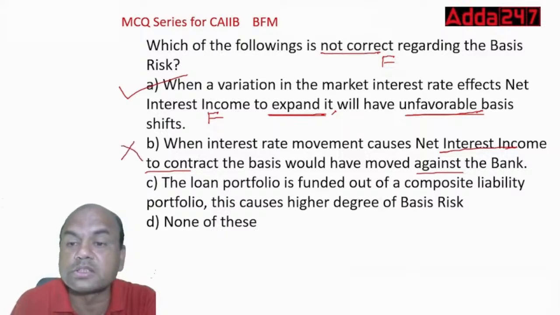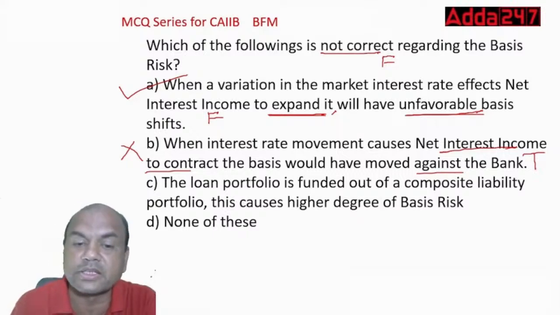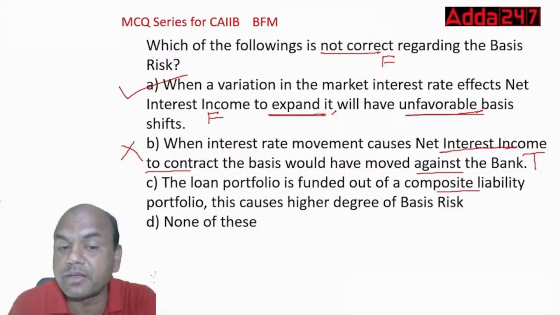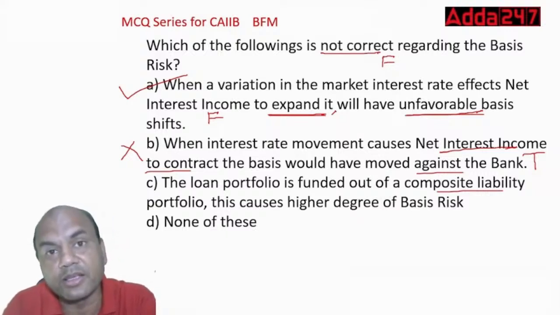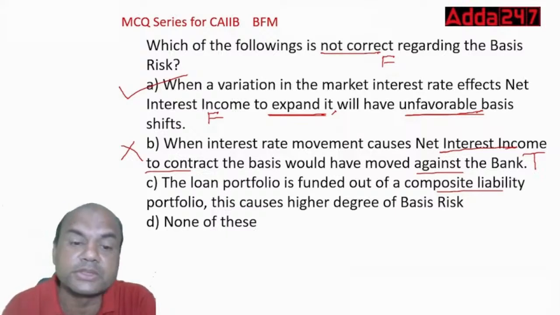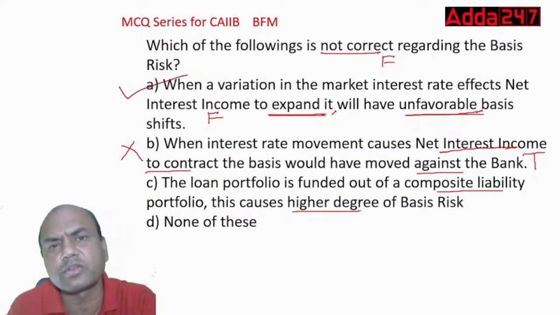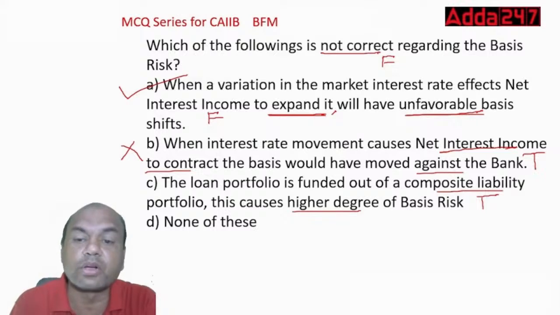We want false. This is true. The loan portfolio is funded out of a composite liability portfolio. This causes higher degree of basis risk. See here, composite liability. Composite means various liabilities. Liabilities can be saving, can be current, can be FD. So if I am having the composite liabilities, this will cause a higher degree of risk to me. Obviously, because all will change in different magnitudes. So that is true. We want a false one.